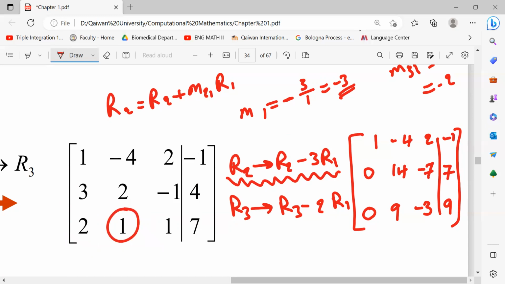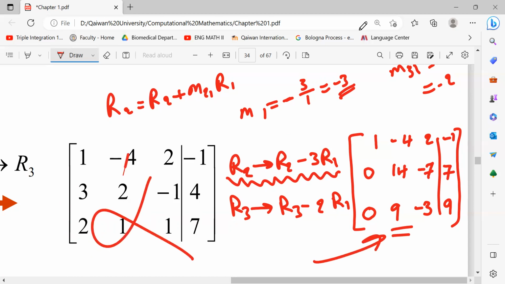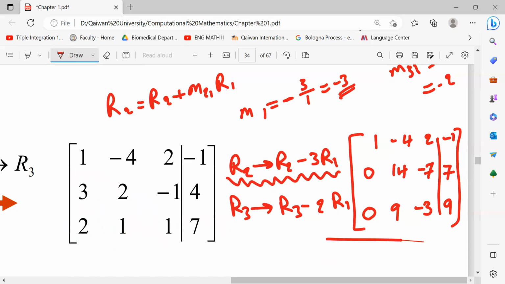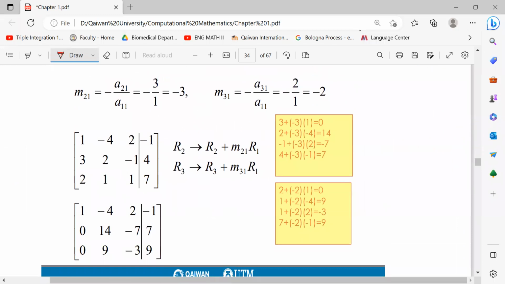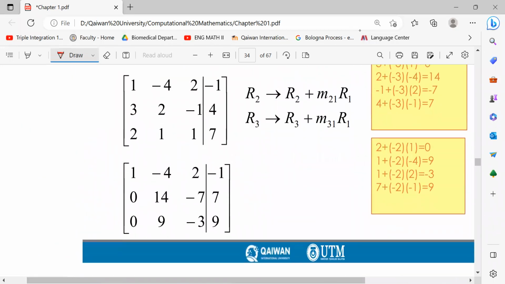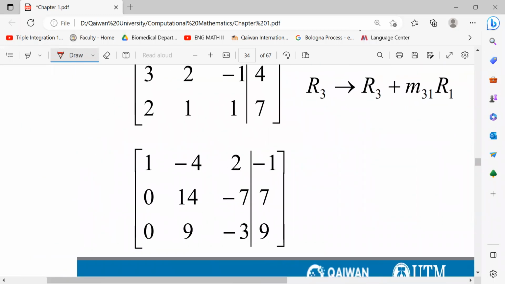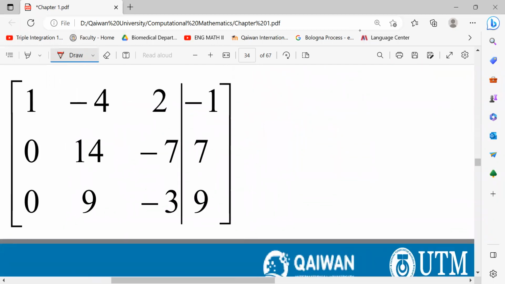Now, we change this to 0. But here, it's 9. We work on this one, not this one. We don't work on this matrix anymore, because after changing these 2 elements to 0, we get this matrix. So we work on this one. Don't work on this. Okay? Look, it's given here. We have this matrix. It's the same as the above one.